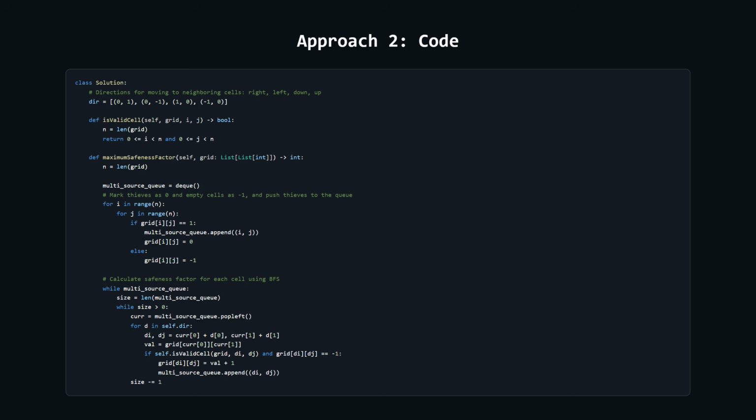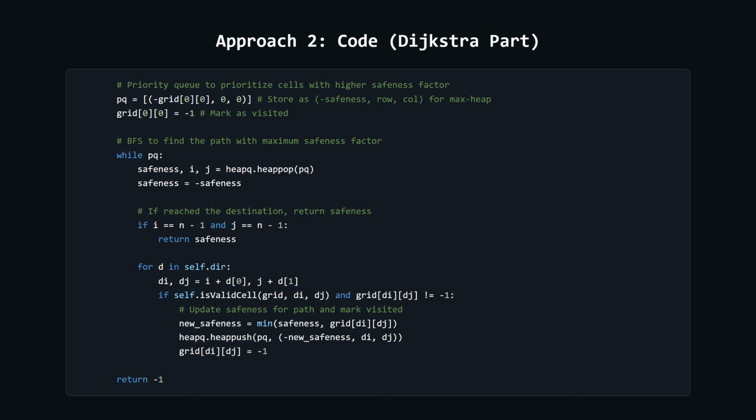Notice that calculating the safeness factor using the multi-source breadth-first search is exactly the same as the first approach. And here is the greedy part. We use Python's built-in heap queue module. By pushing negative numbers, it acts as a max heap, bringing the safest paths to the front of the line automatically.